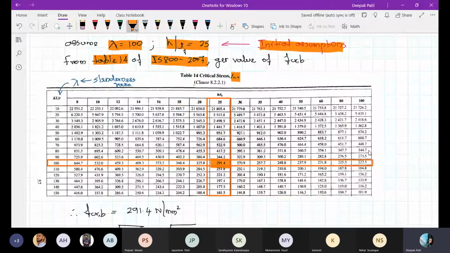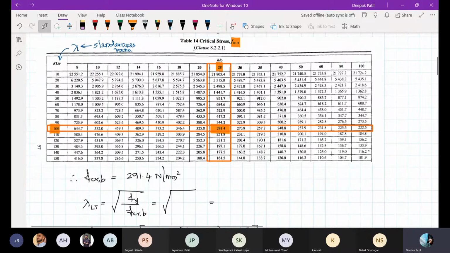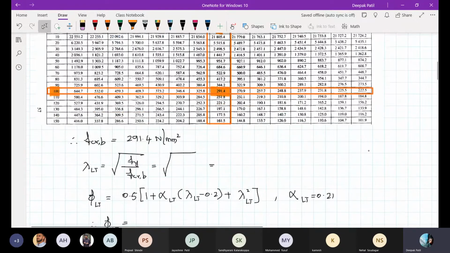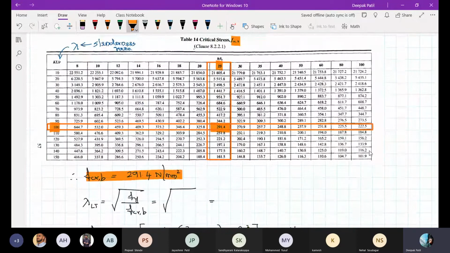KL by r is nothing but lambda, that is the slenderness ratio. So we assumed lambda equal to 100 and h by tf we have assumed 25. For these two, I will come to know that the FCR,B is 291.4 Newton per mm square. So that I have noted down here. That is, critical stress is 291.4 Newton per mm square.